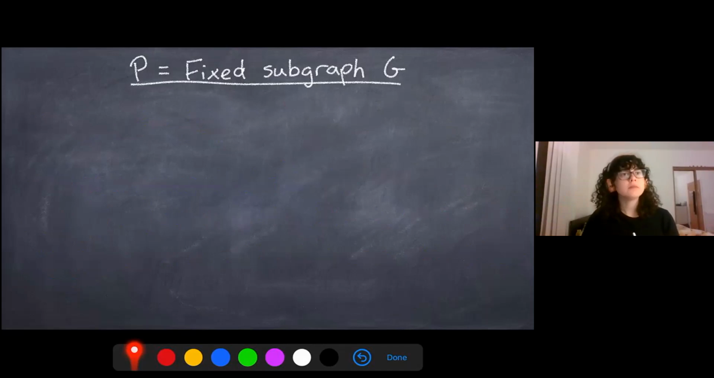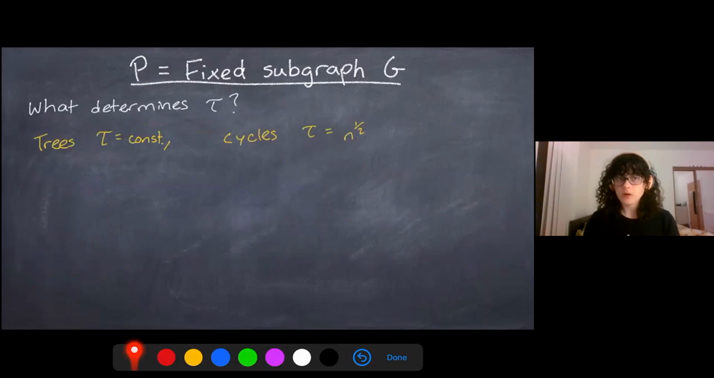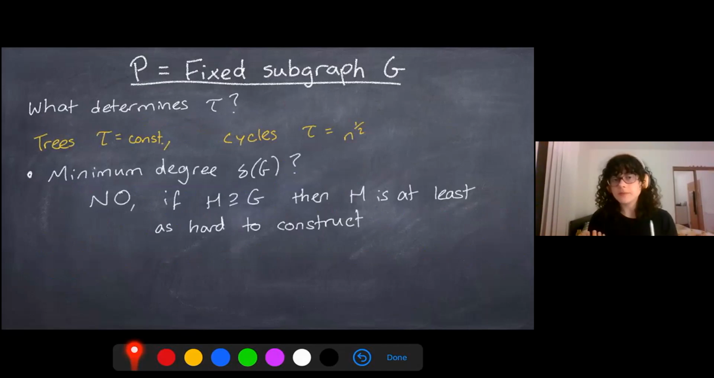Okay, well, if you're like me or like some other authors, we'll talk about in a minute, you might guess that perhaps it's the minimum degree that's driving these. Why might you think it's the minimum degree? Because trees all have leaves, and it was the leaves that were crucial in being able to build up the trees in a constant number of steps. Cycles don't have leaves. All their vertices have degree 2, and it was somehow a problem with the degree 2 vertices that forced us to have root n.